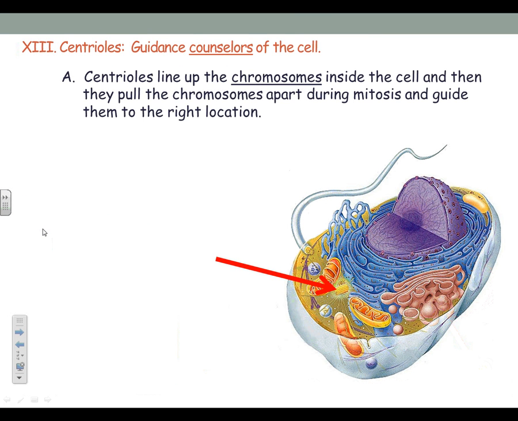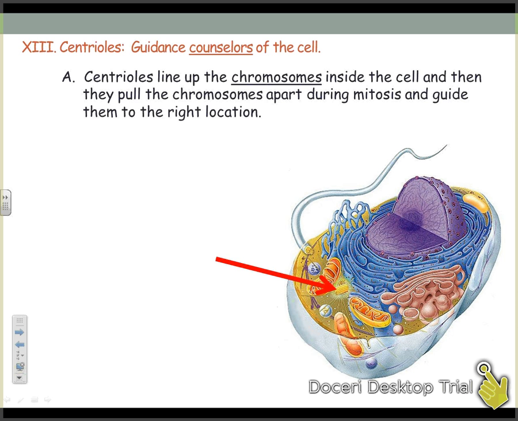Next, we have centrioles. And centrioles, I'm going to go over this real quick, but they are responsible for helping out during mitosis. They line up the chromosomes. We call them the guidance counselors because they line up the chromosomes during the mitosis, and mitosis is when cells divide into two. So if you can remember that centrioles basically help out in the mitosis process, or the division process of cells. So when cells divide to make two new cells, centrioles help out in that process called mitosis.